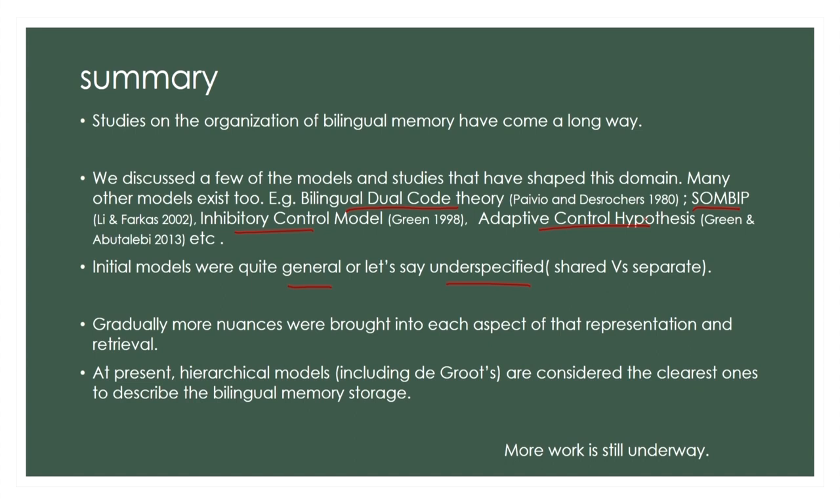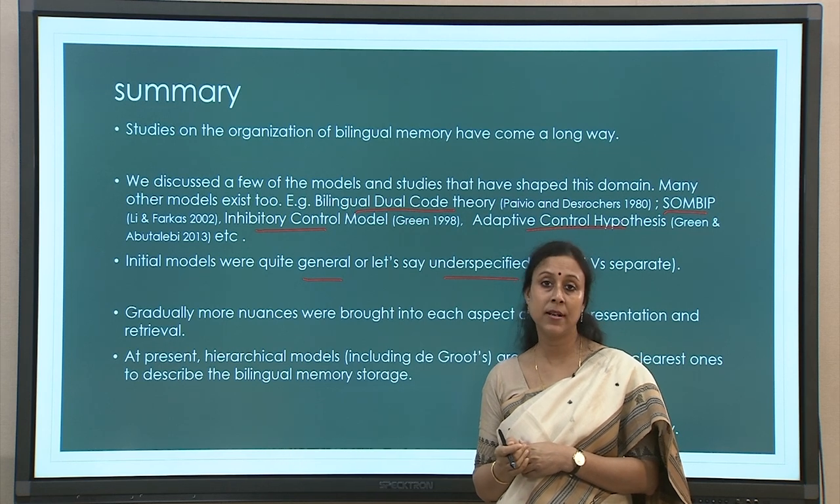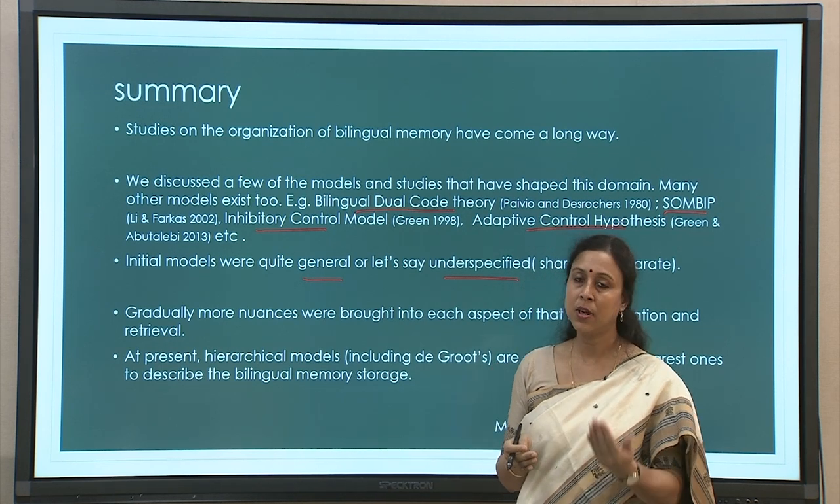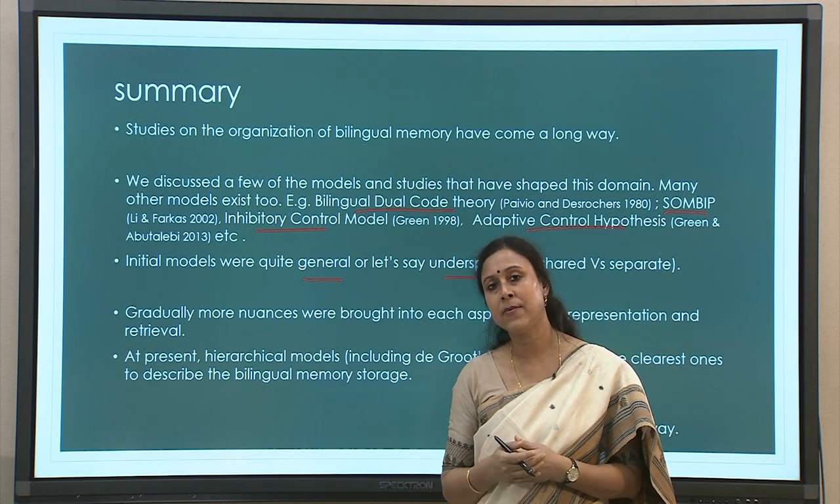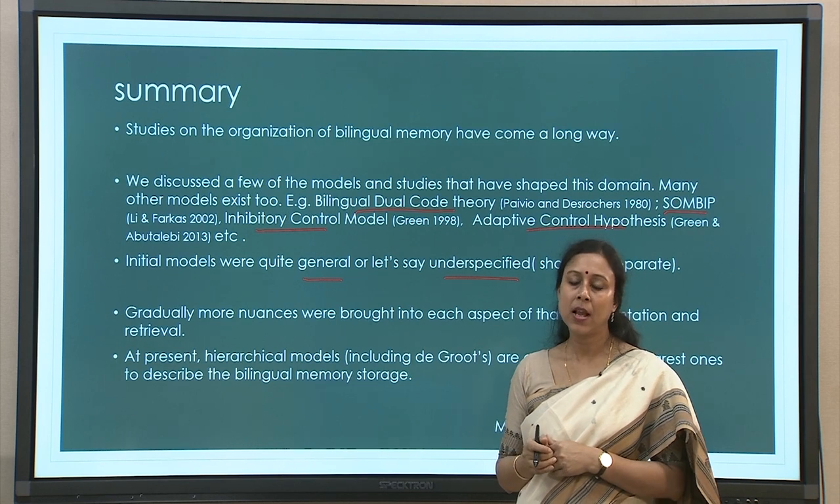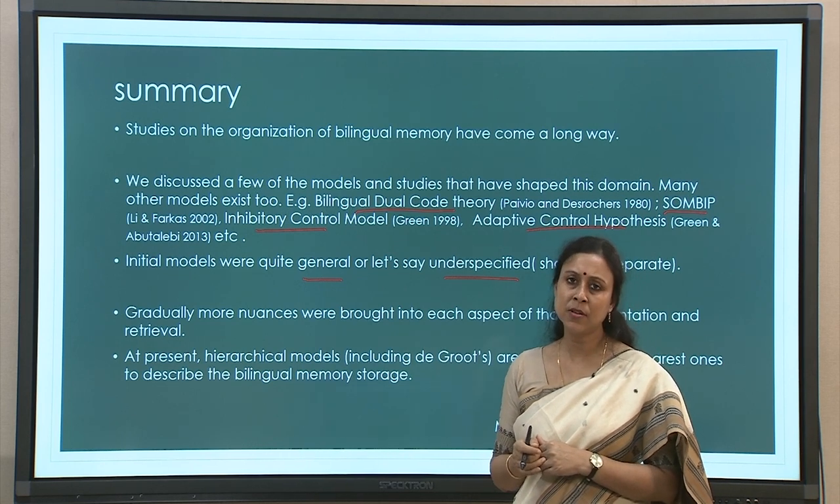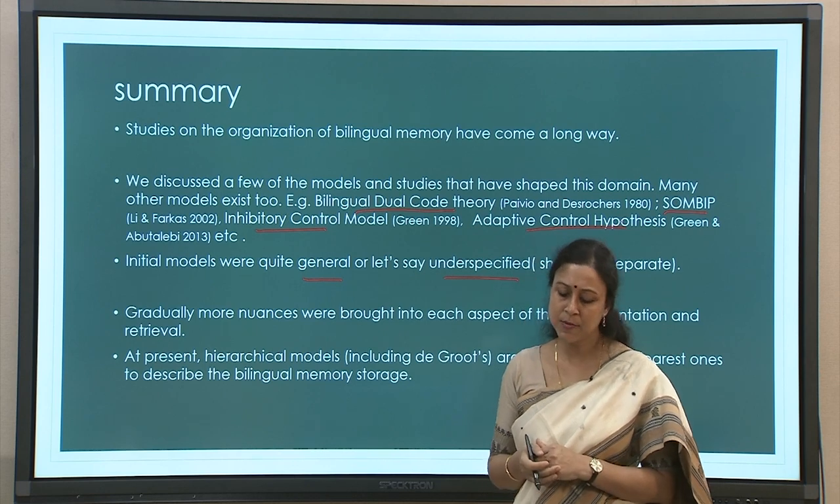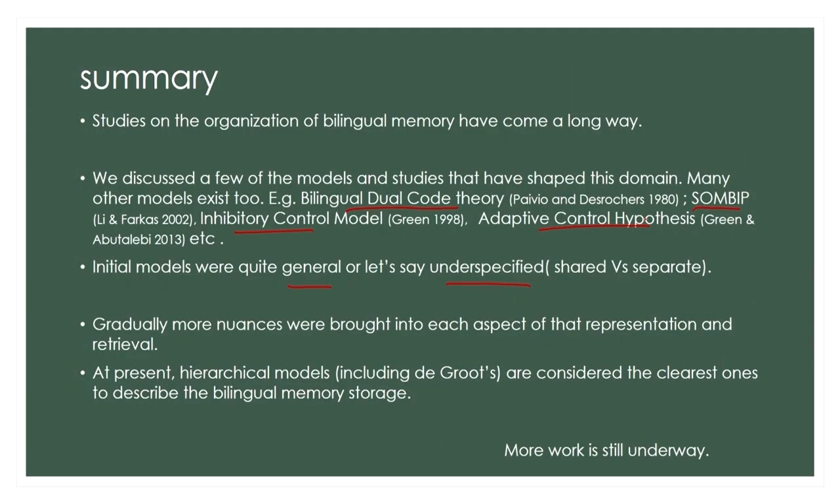So from the initial models, which were mostly at a general level, to today when we have models that talk about what happens at every level, what kind of interaction happens between different levels. So starting from features to words to phonological information, orthographic information, and how each of these nodes interact with each other, they have now been looked at. So at present, as things stand today, mostly the hierarchical models are considered the clearest ways of looking at what is that exact true nature of bilingual memory storage.